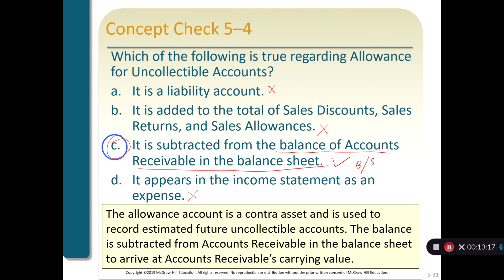The allowance account is a control asset account used to record an estimate of future uncollectible accounts. The balance is subtracted from accounts receivable in the balance sheet, to arrive at the accounts receivable carrying value, or net value.